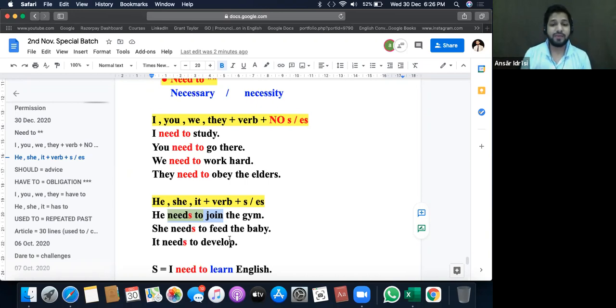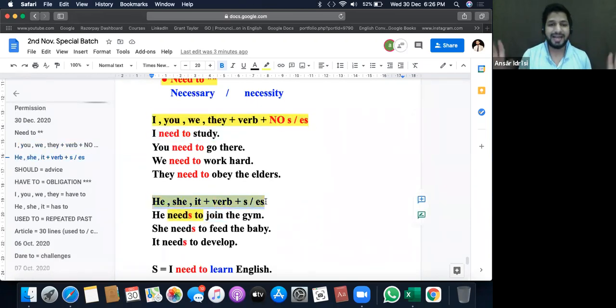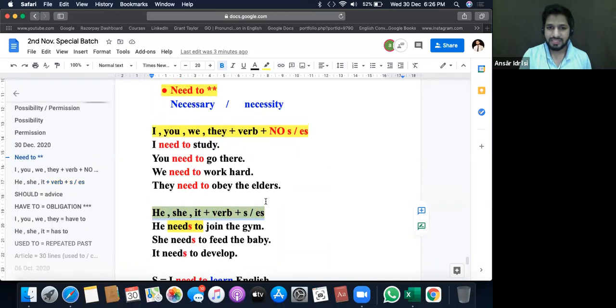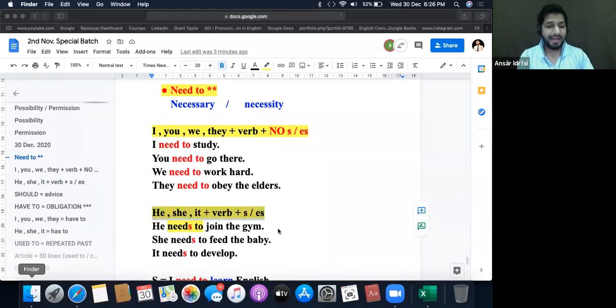So this is what exactly we can use here. Need to and needs to. Are you with me? Need to and he, she, it needs to. Is that clear? Yes. Is that clear? We are using need to when something is necessary, when something is a necessity. All right? Need to and needs to.